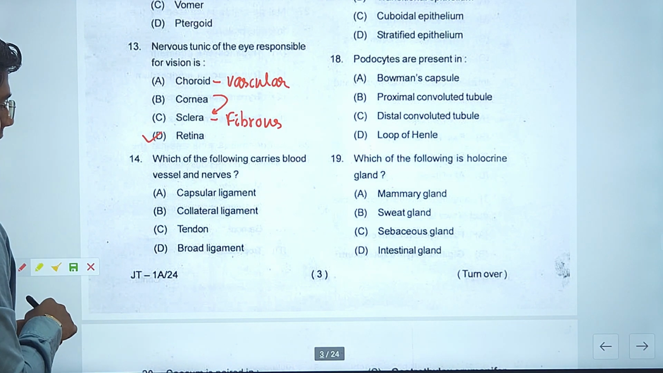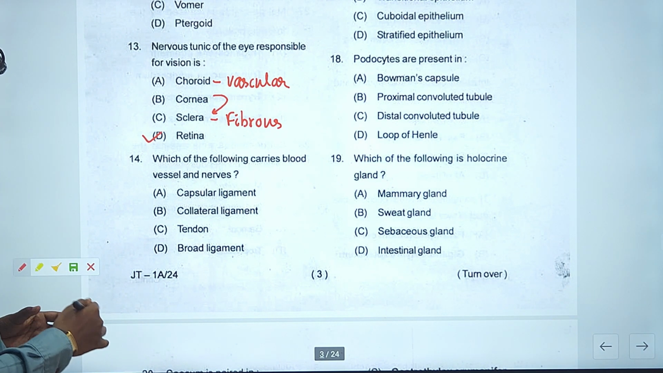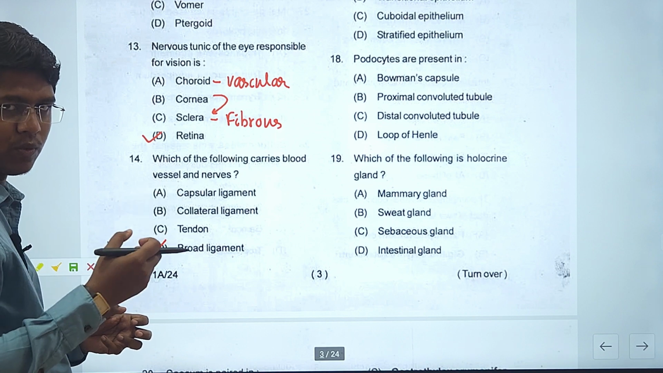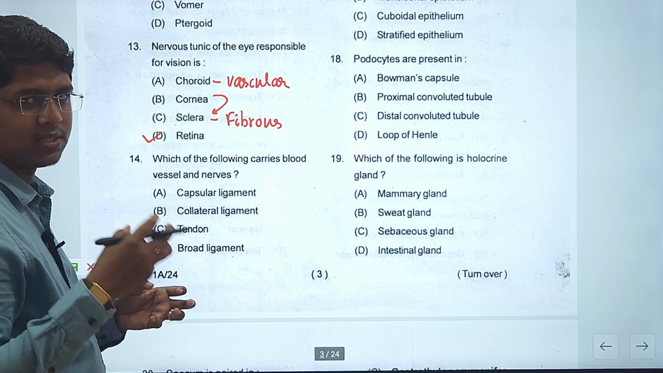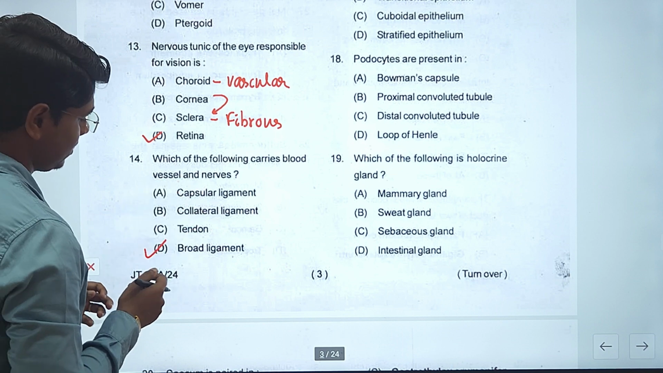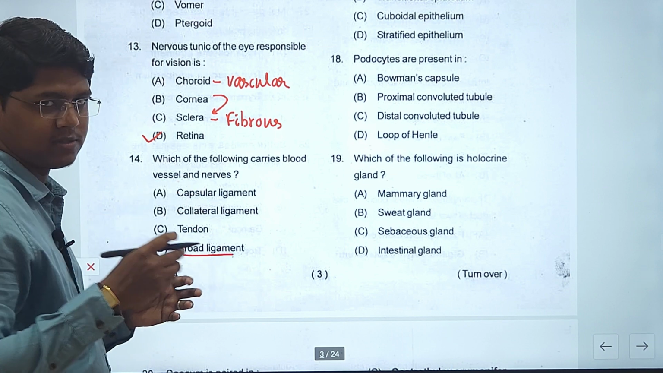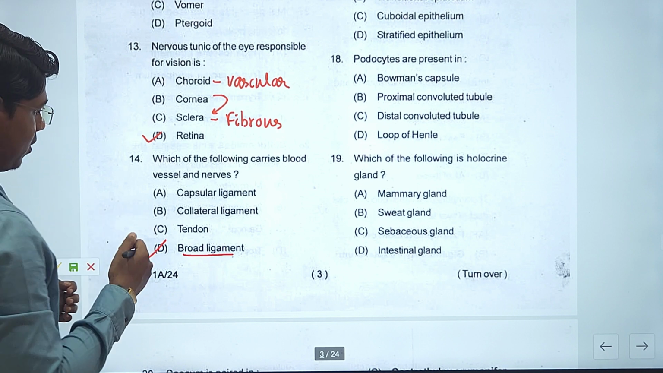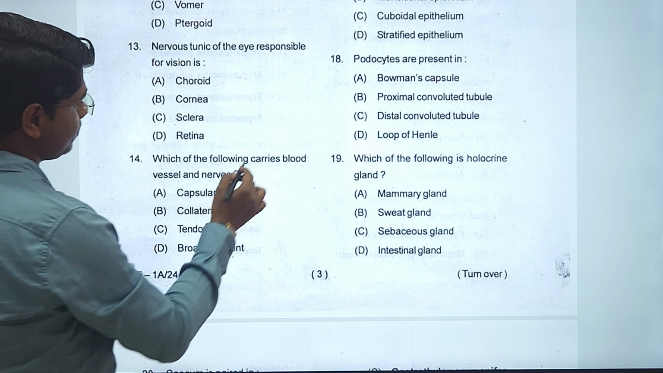Which of the following carries blood vessels and nerves? Answer is broad ligament. While all other ligaments which join bone to bone are kind of avascular, they derive blood vessels from the peripheral circulation. While the broad ligament, you know that this carries the reproductive system. It has its own blood vessels and nerves.